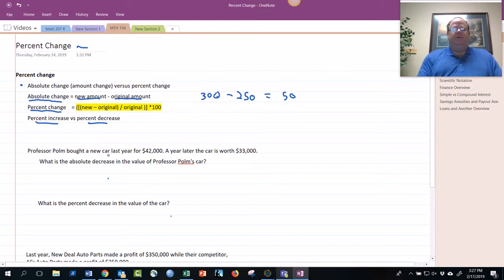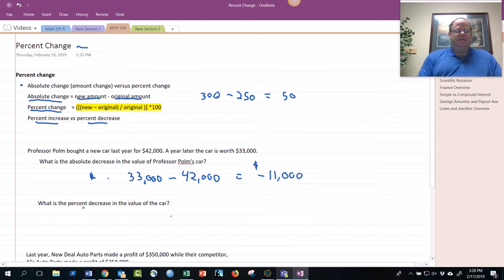Professor Palm bought a new car last year for $42,000. A year later, the car is worth $33,000. Unfortunately, that's pretty much the way it works. First year drops a lot. What is the absolute decrease in the value of Professor Palm's car? Well, for the absolute, we're just going to subtract them. The new amount, $33,000, minus the original amount, $42,000, gives me an absolute change of negative $11,000. Dollars, right?